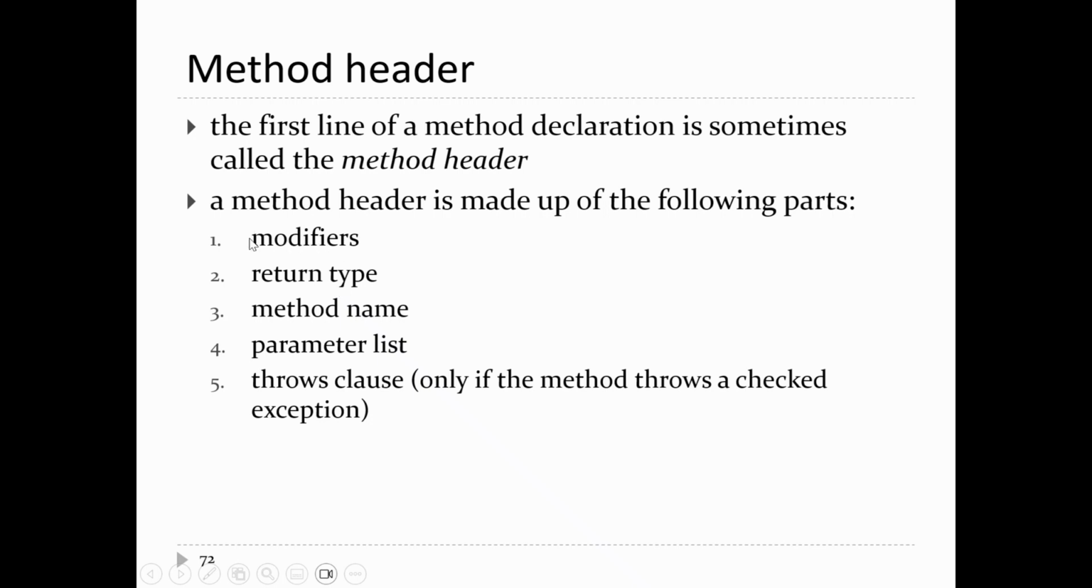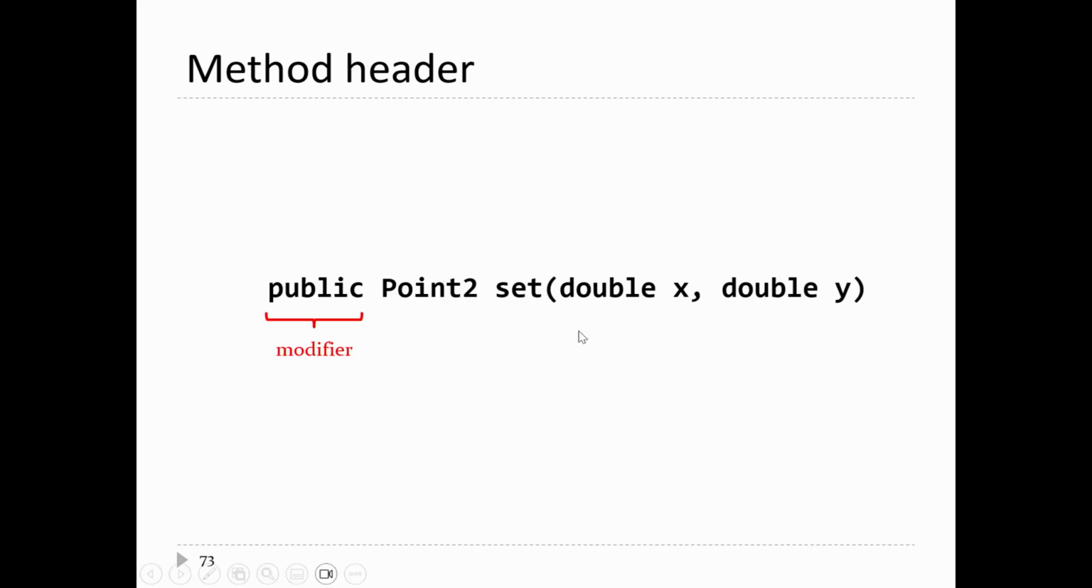So the header starts with the modifiers. We saw public as our modifier in these methods. Earlier in the course, static was the modifier that you used, so you'd write the method as public and static. So static is another modifier. Then it's followed by the return type, then the method name, then the list of parameters.